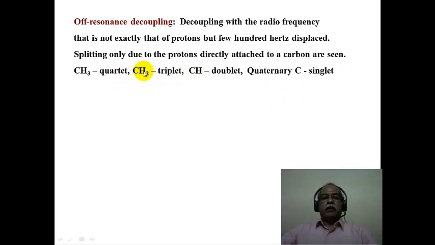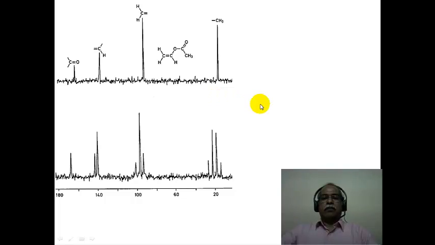So from the multiplicity one can identify whether it is a CH3 carbon or a CH2 carbon or a CH carbon or a quaternary carbon using the off-resonance technique. And the off-resonance spectrum is presented here for vinyl acetate. This is a vinyl acetate spectrum. This is a completely proton decoupled spectrum. There are 4 carbons and the 4 signals are seen.